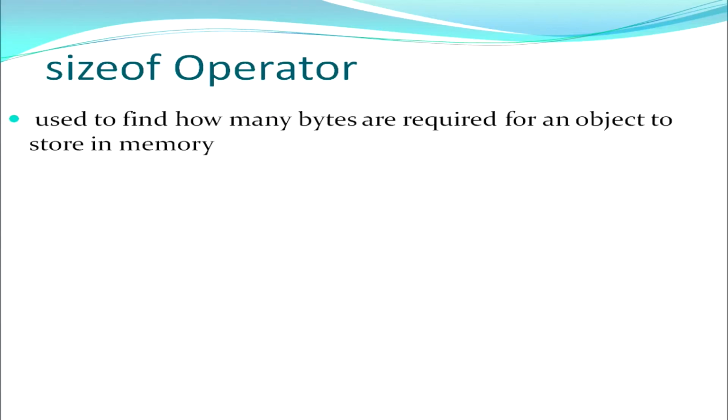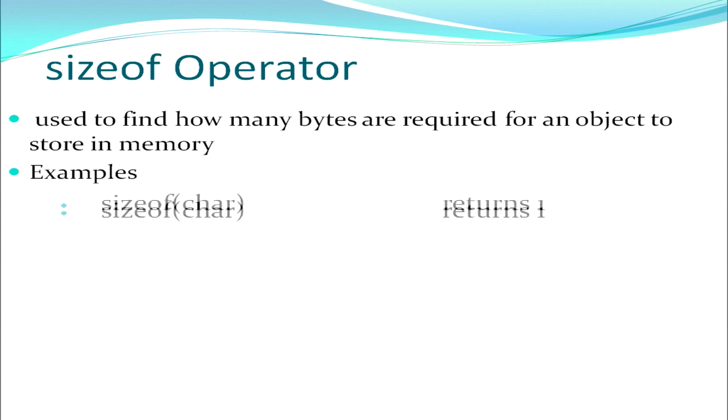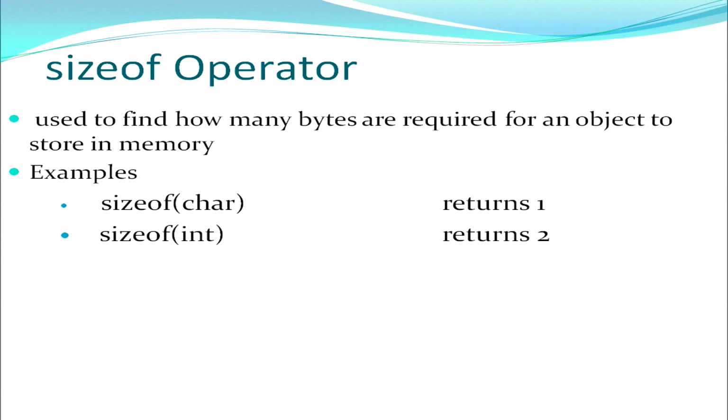Next, we have the sizeof operator. It is used to find out how many bytes are being consumed by a variable or a data type. It is used just as it is written, sizeof without any space. If I say sizeof char, since char takes 1 byte, it returns 1. If I say sizeof int, it returns 2. If I say float or any variable name, it returns 4.